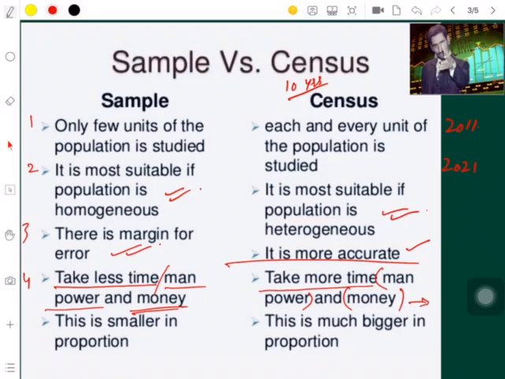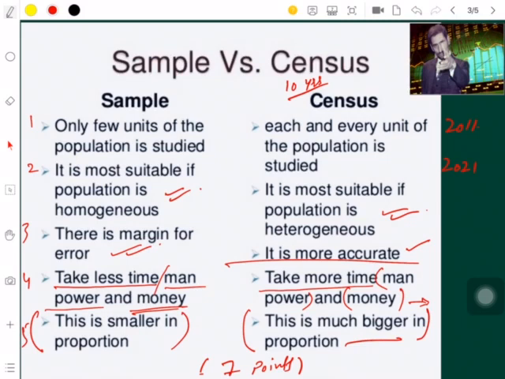That means 4 plus 2 is 6. That means you have in totality on this very page 5 plus 2, 7 points. While you require just how many? 6 at the most in your exams. Sampling method, this is small in proportion, while census method, this is much bigger in proportion.